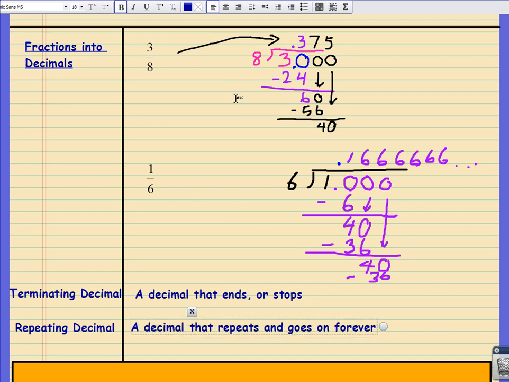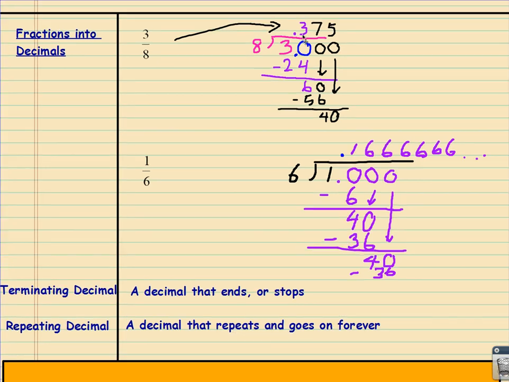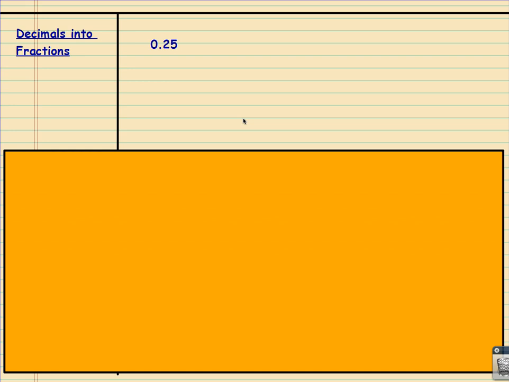Now let's look at these two examples that we did. 3/8, we wrote it as 0.375. The decimal stopped. So this is called a terminating decimal. Whereas the 1/6, we wrote that as 0.166666 and so on. That repeats. That's called a repeating decimal. Alright, so we just looked at how to turn fractions into decimals. Let's look at how to turn decimals into fractions.